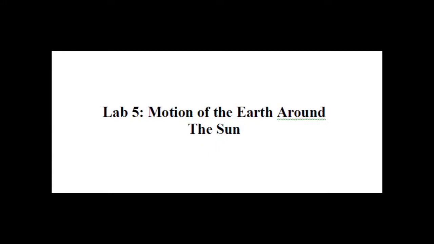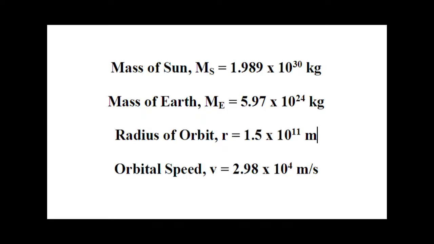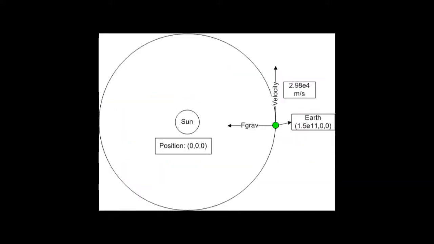In this lab, I've chosen to make a computer model to predict the time period for the motion of the Earth around the Sun. The data used for this lab are the mass of the Sun, the mass of the Earth, the radius of orbit of the Earth around the Sun, and the orbital speed. I've tried to model the motion of the Earth around the Sun by assuming that the path taken is circular.